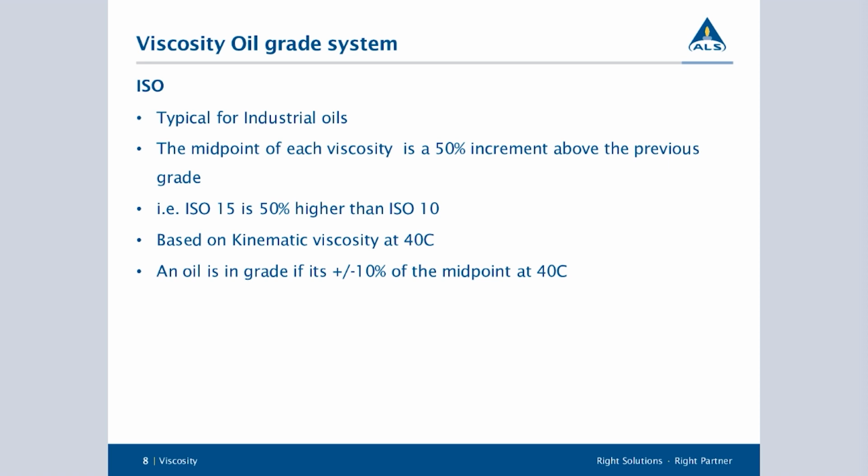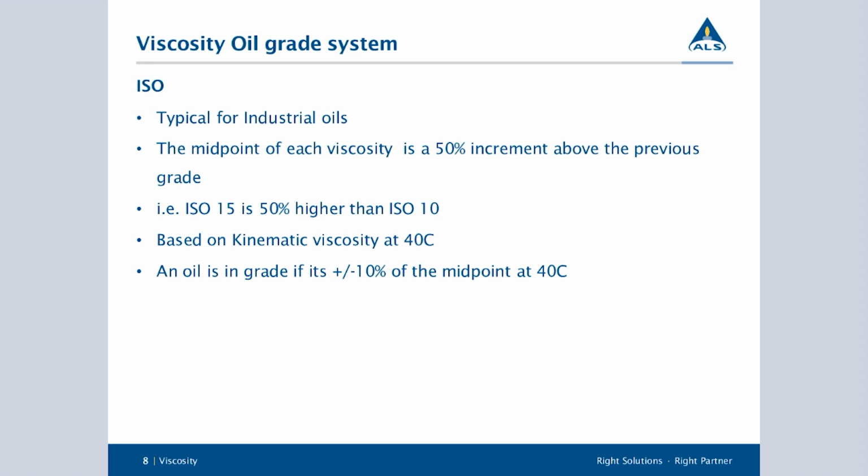So now that we've started talking about multigrade and straight grade, we start to talk about the viscosity oil grade system. So the first one we're going to get into is ISO, which is typical for your industrial oils. This one's really cool because the midpoint of each viscosity is a 50% increase above the previous grade. I've got a slide coming up next that'll really demonstrate that, but the one that I have below as an example is ISO 15.